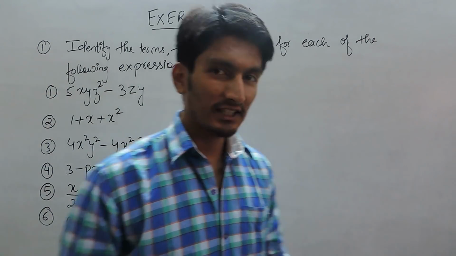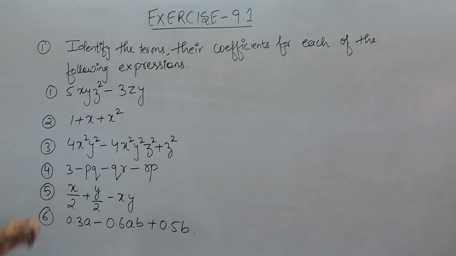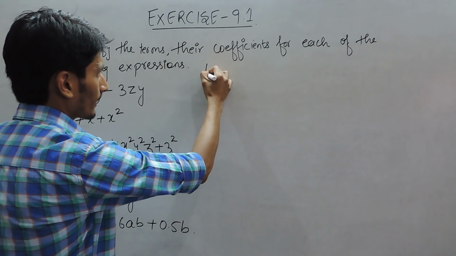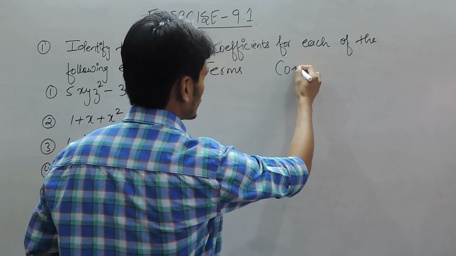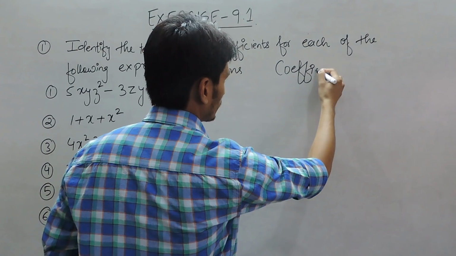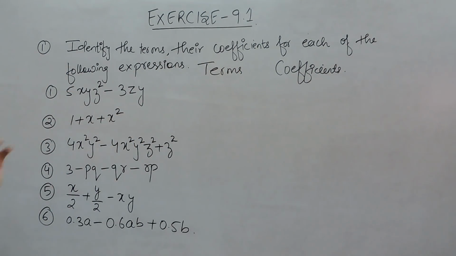Hello everyone, in this video we are starting exercise 9.1 and the first question is: identify the terms and their coefficient for each of the following expressions. These are certain expressions and you have to find the terms and coefficients for these expressions.